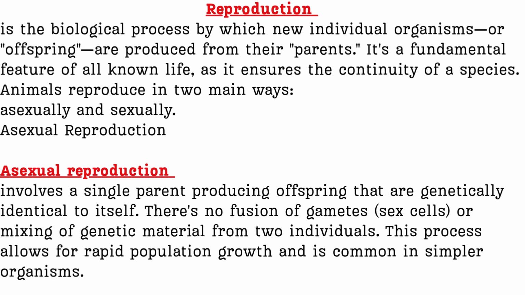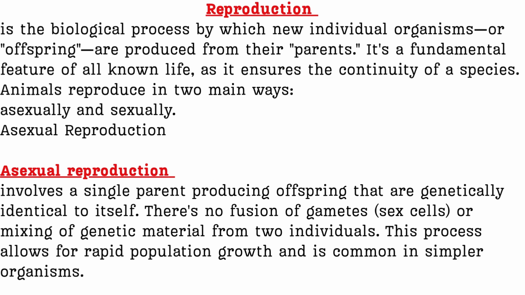Animals reproduce in two main ways. The first one is asexually, and the second one is sexually. Now we'll see the first one, asexual reproduction, which means reproduction that takes place without the fusion of two gamete cells. It involves a single parent producing offsprings that are genetically identical to itself. There is no fusion of gamete cells or mixing of genetic material from two individuals.